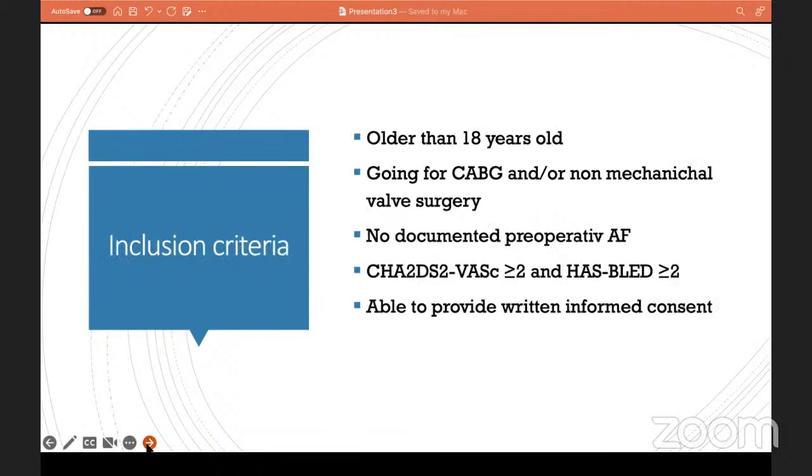For their inclusion criteria, patients have to be older than 18 years old, going for CABG and/or non-mechanical valve surgery where access to the left atrial appendage is possible. There should be no documented preoperative atrial fibrillation, a CHA2DS2-VASc score equal to or more than 2, and a HAS-BLED score equal to or more than 2. And the subject should be able to provide written consent.